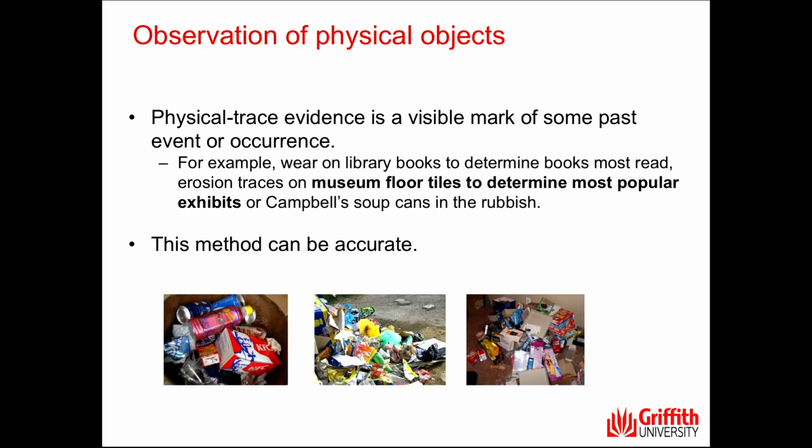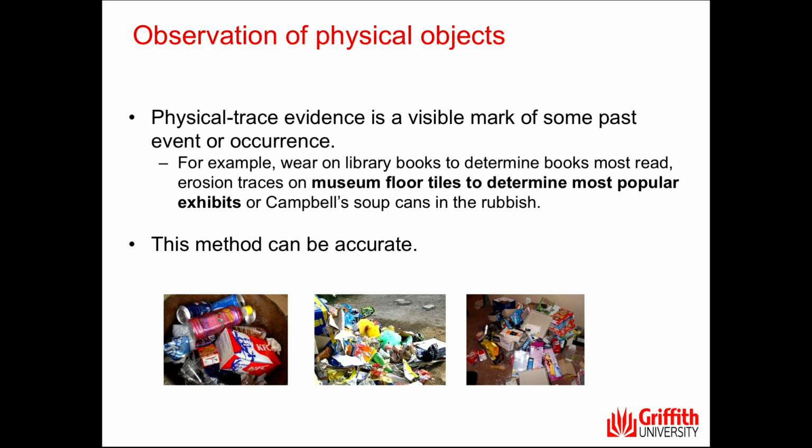You can also do observation of physical objects. This is physical traces evidence, a visible mark of some past event or occurrence. For example, you can observe wear on library books to determine the books most read, erosion traces on museum floor tiles to determine the most popular exhibits, or Campbell soup cans in the rubbish.